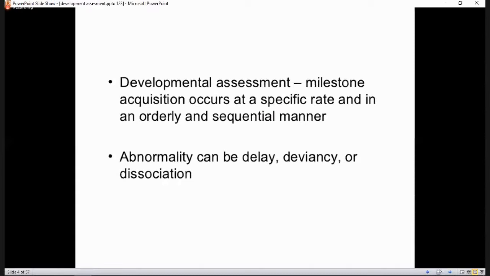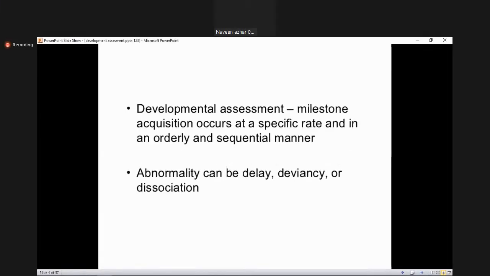Milestone acquisition occurs at a specific rate and in an orderly and sequential manner. It means, if I give the example of motor milestones, neck holding is first, sitting is after, and then standing and walking. This is the sequence of motor development. There is the same specific rate, and they are usually in an orderly manner. It is not that first the child starts walking and then starts neck holding.